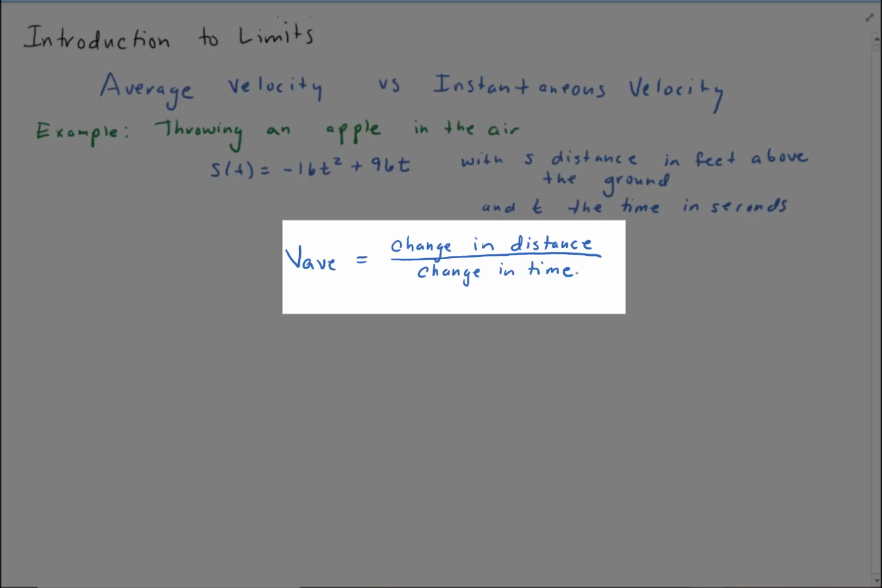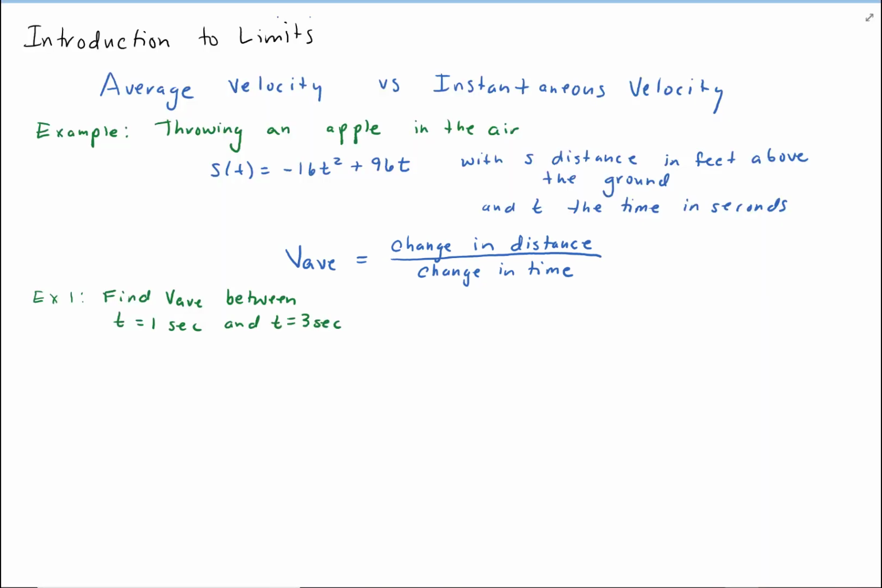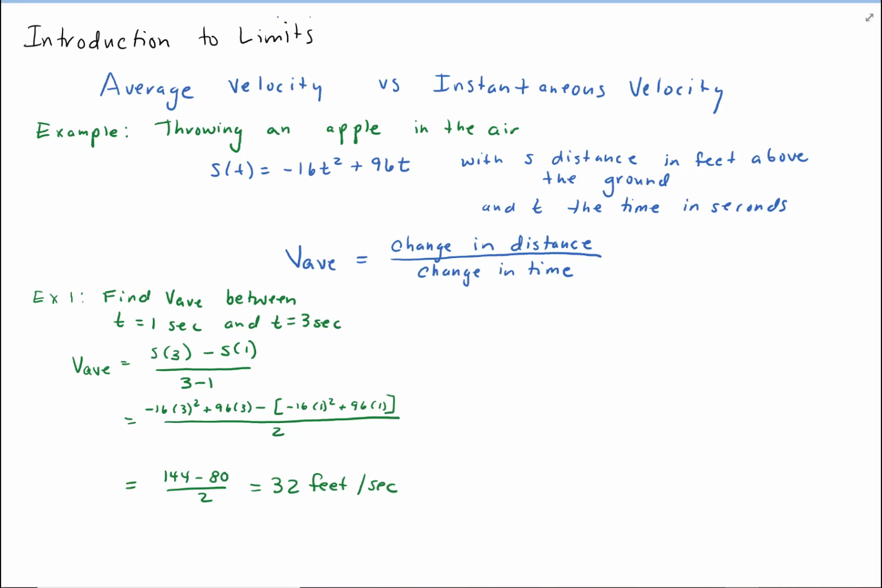Let's look at two specific examples of this. Let's find the average velocity between t equals 1 and t equals 3 seconds. S of 3 minus S of 1 divided by 3 minus 1 would give us that average velocity. Let's go ahead and plug in 3 and 1 into our equation. Once we plug these values into our calculator, we get 144 minus 80 divided by 2 equals 32 feet per second, and that's our average velocity between those two times.